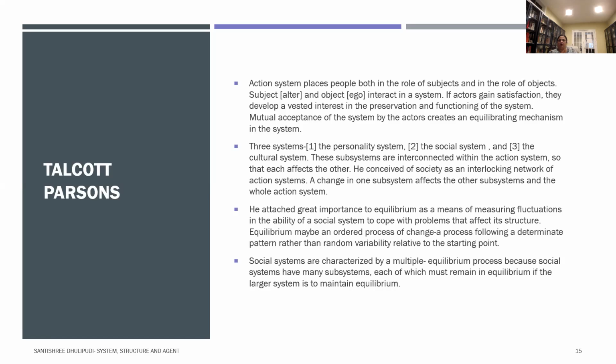Equilibrium may be an ordered process of change, a process following a determinate pattern rather than a random variety relative to the starting point. Social systems are characterized by multiple equilibrium processes because social systems have subsystems, each of which must remain in equilibrium if the larger system is to maintain equilibrium.